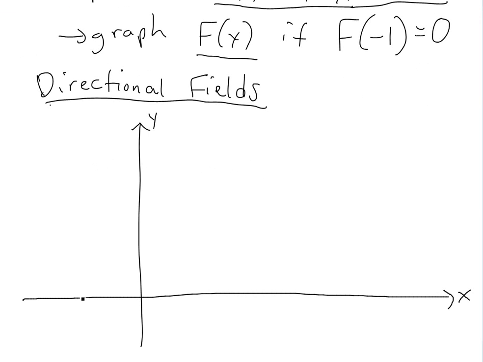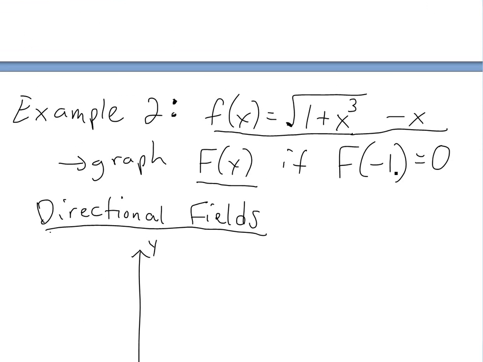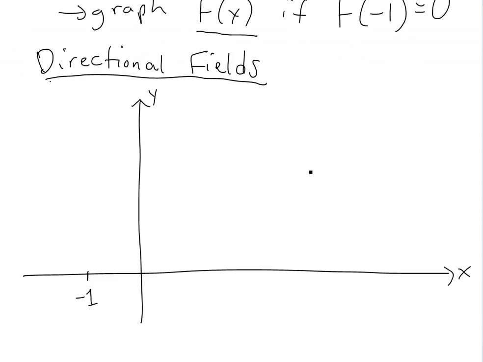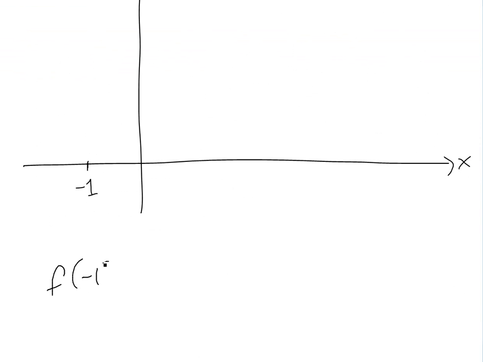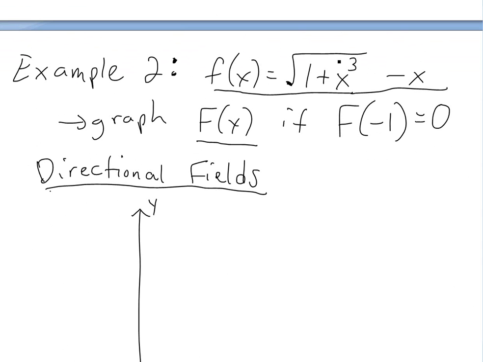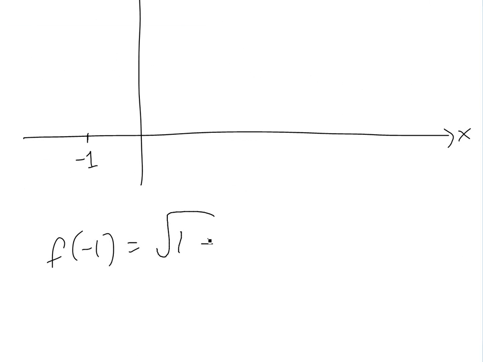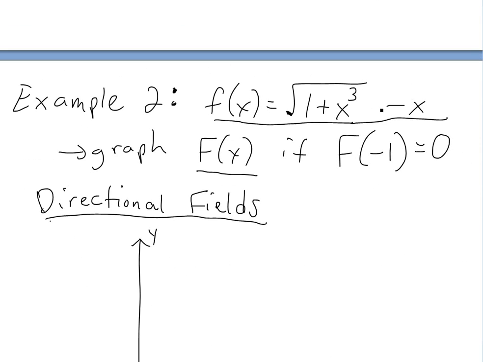So if this is the xy axis here, this is -1 here. Let's just graph from -1 and greater, because this is what we're given here. So basically f of -1, we'll just write that down here. If we plug this in, we're going to get 1 plus -1 cubed, which is just going to be -1, because anything cubed, even if it's negative, stays negative. So 1 minus 1 is 0, and then minus x, which is just -1, so this just equals 1.